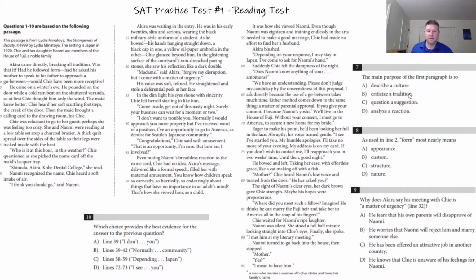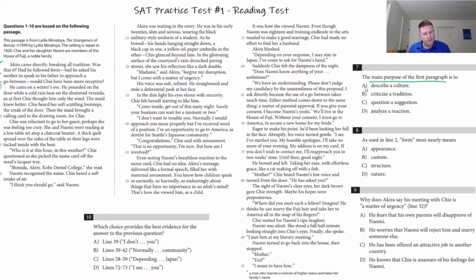Number 7 gets a lot of people, and it's no wonder because they say, okay, what's the main purpose of the first paragraph? And strangely enough, the first paragraph kind of occurs after the rest of the passage already finished. This is Akira reflecting on how he approached Chia, his bride-to-be's mother, and he's kind of wondering, if I had hired a mediator, would Chia have been more receptive? So he's sort of thinking back on it.